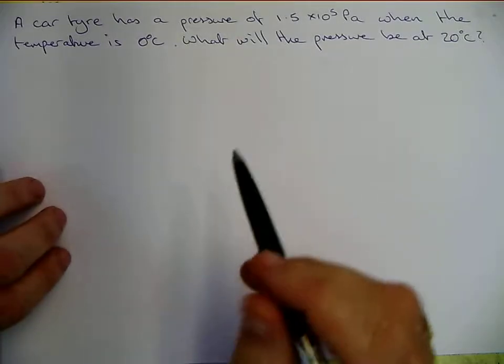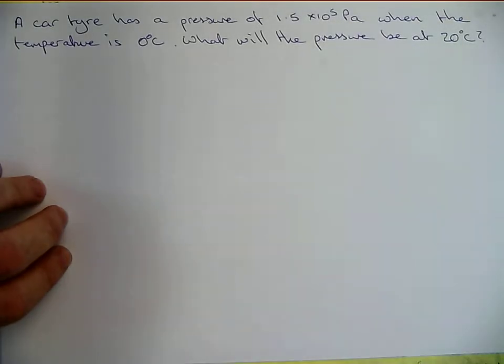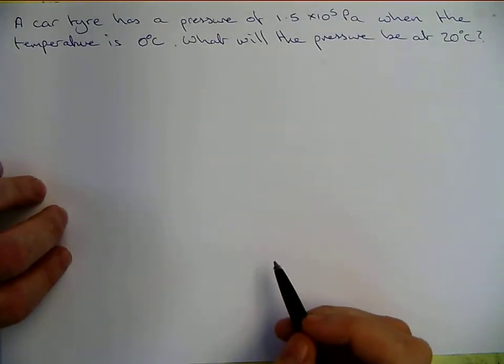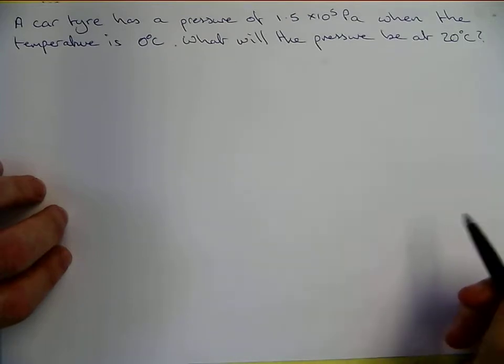A car tyre has a pressure of 1.5 times 10 to the power of 5 pascals when the temperature is 0 degrees Celsius. What will the pressure be at 20 degrees Celsius?